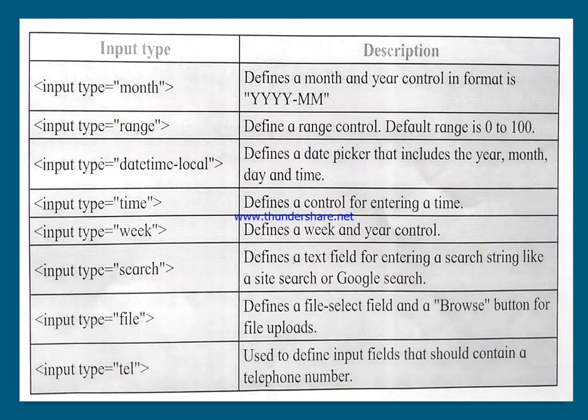Then input type equal to week. It defines a week and year control. Input type equal to search.